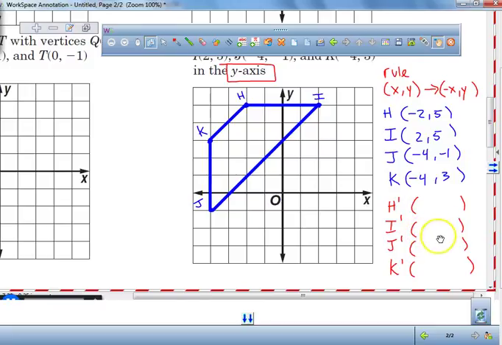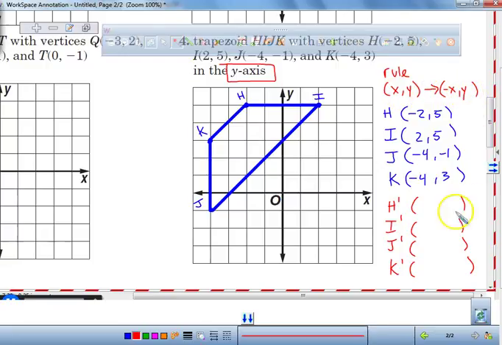Right? So, right now, what do we need to do? This is an x comma y. We got to become a negative x comma y. So, by the way, does the y change at all? No. So I'm just going to keep all my y values the same. I got 5. I got 5. I got a negative 1. I got a 3. So all the y values stay the same.